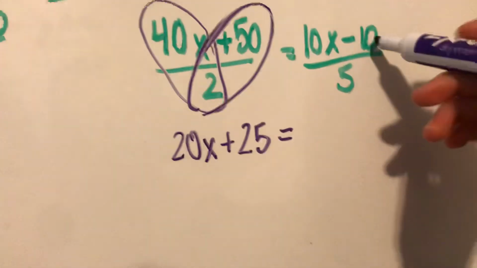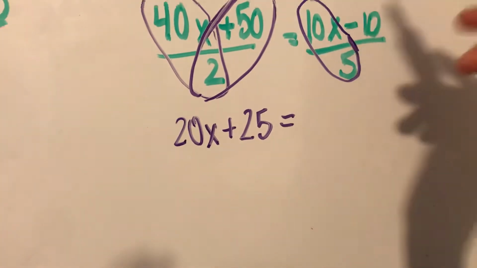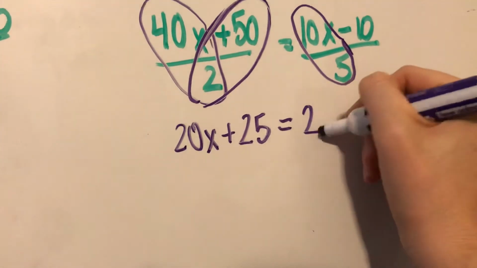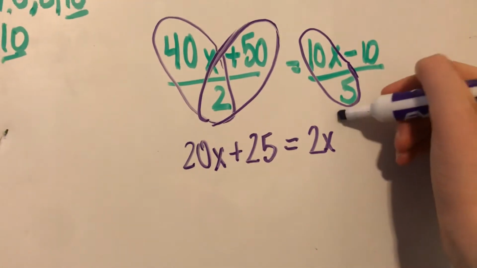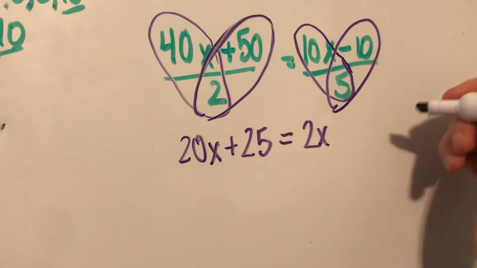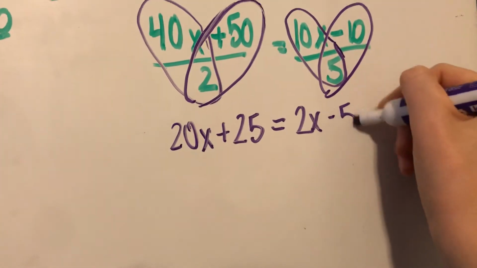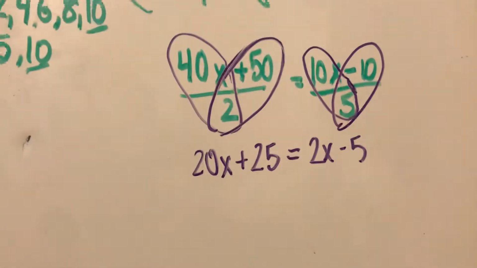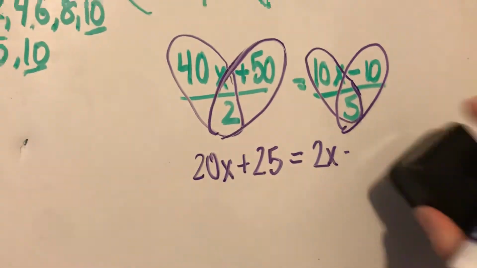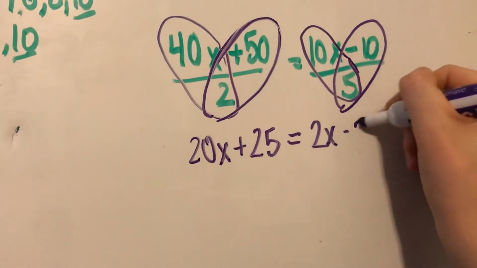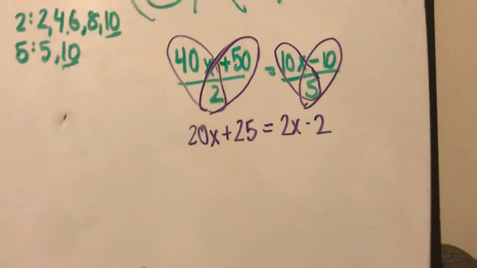Same thing over here. 10x divided by 5. I'm going to be left with 2x. I have negative 10 divided by 5. I'm going to be left with not a negative 5. Oh my god, that would have destroyed me. A negative 2. I miss you guys in class.